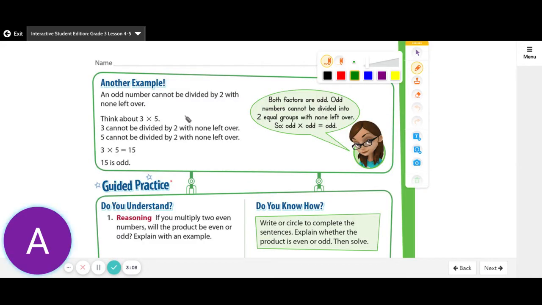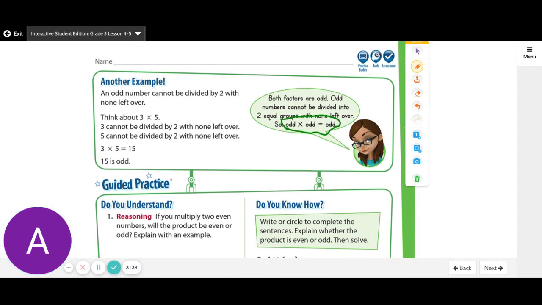An odd number cannot be divided by 2 with none left over. So think about 3 times 5. 3 we cannot divide by 2 with none left over. 5 we cannot divide by 2 with none left over. So 3 times 5 gives us 15, which is odd. When both factors are odd, both numbers we're multiplying, odd numbers cannot be divided into 2 equal groups with none left over. So when we are multiplying, one of our rules is an odd number times an odd number will always give us an odd product. So odd times odd equals odd.